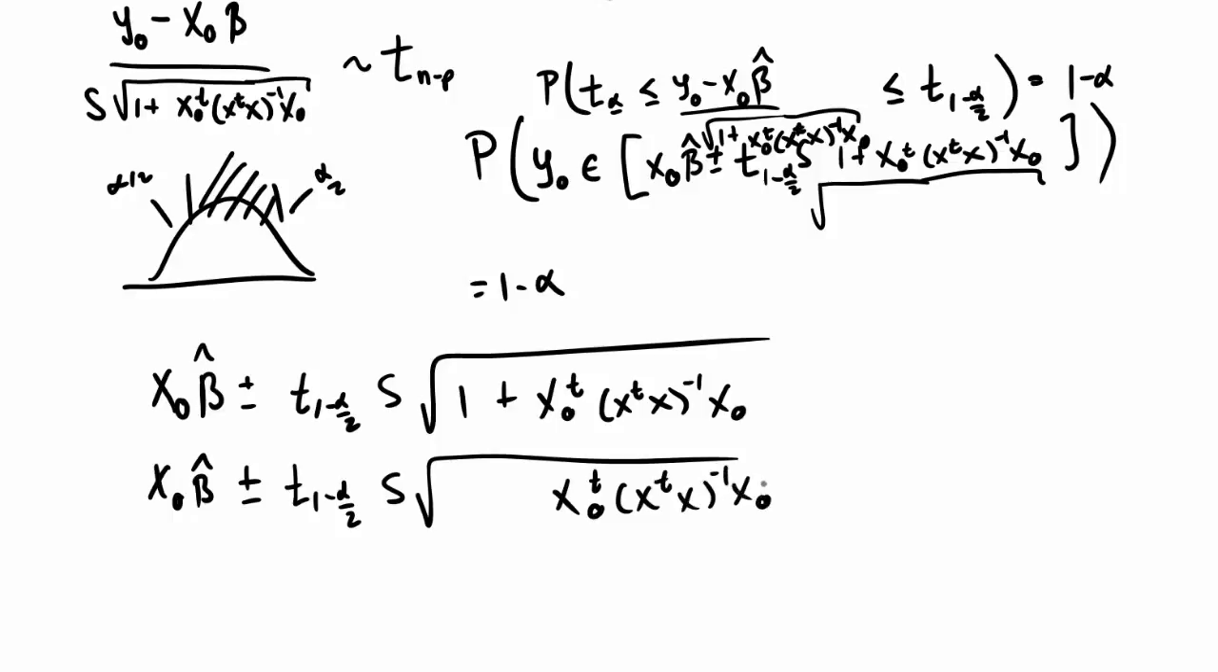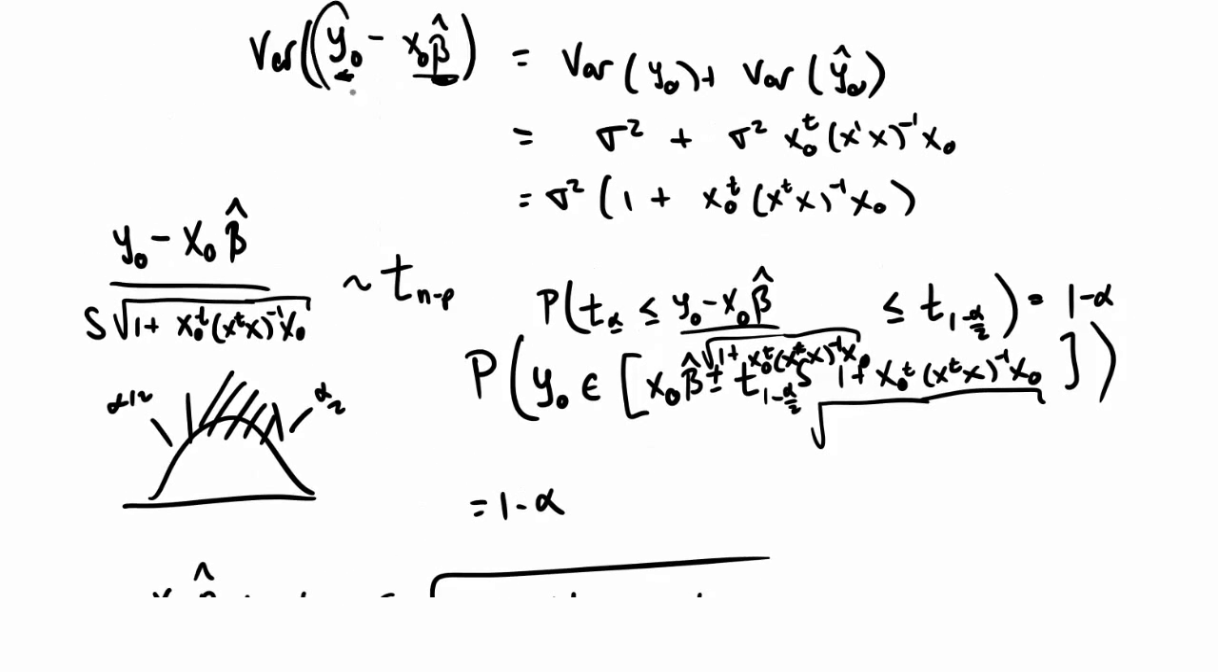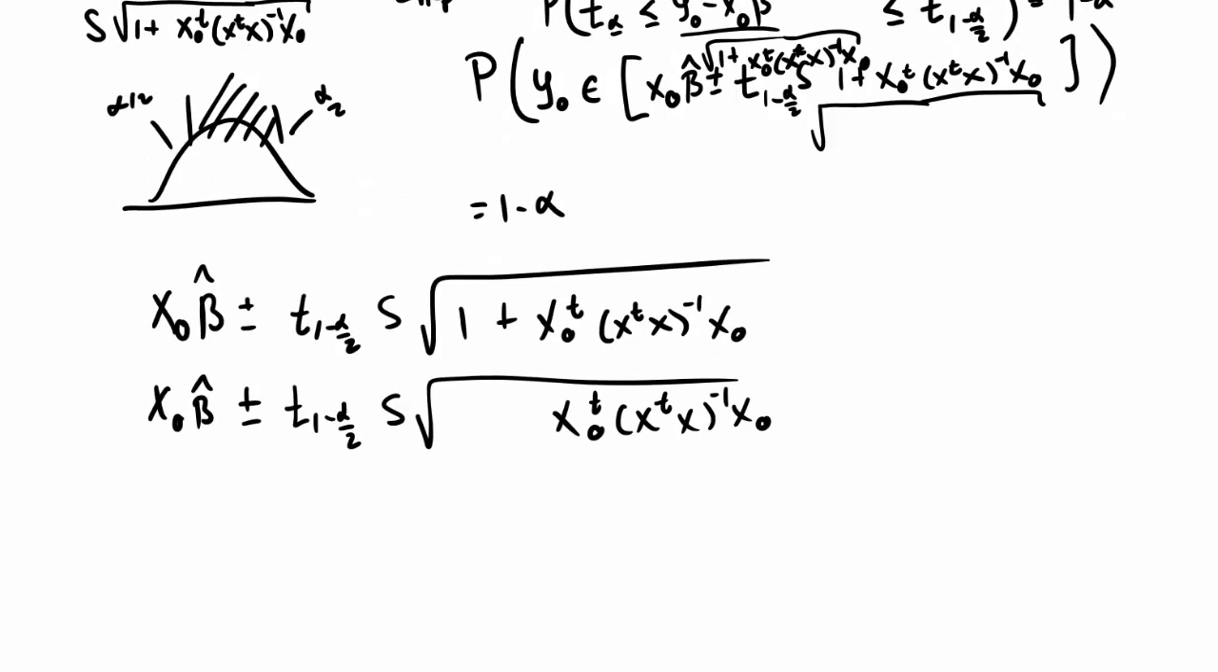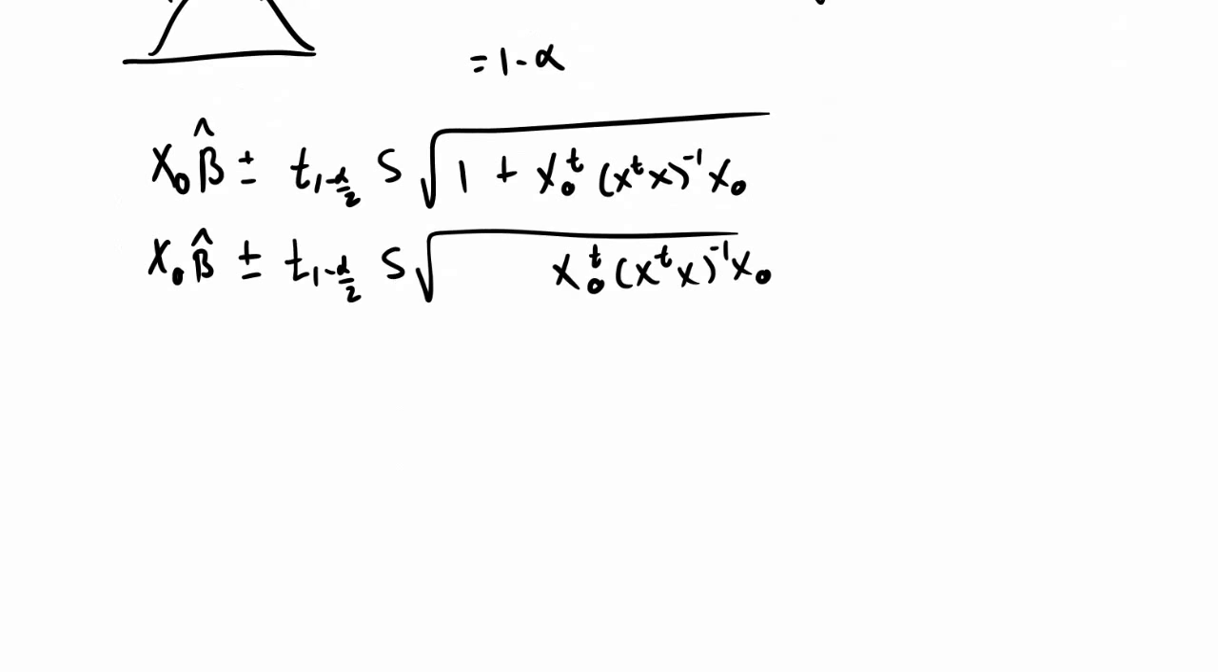Okay, so what is that extra 1? Well, that extra 1 is from, if we look back, the variance of this y_0 term right here. And it makes total sense that we would have to have that extra 1 in there if we want a prediction interval versus a confidence interval for the mean.